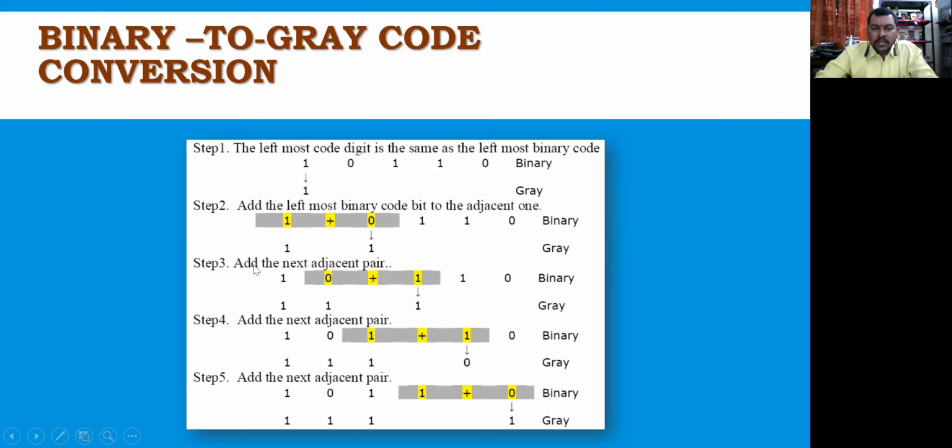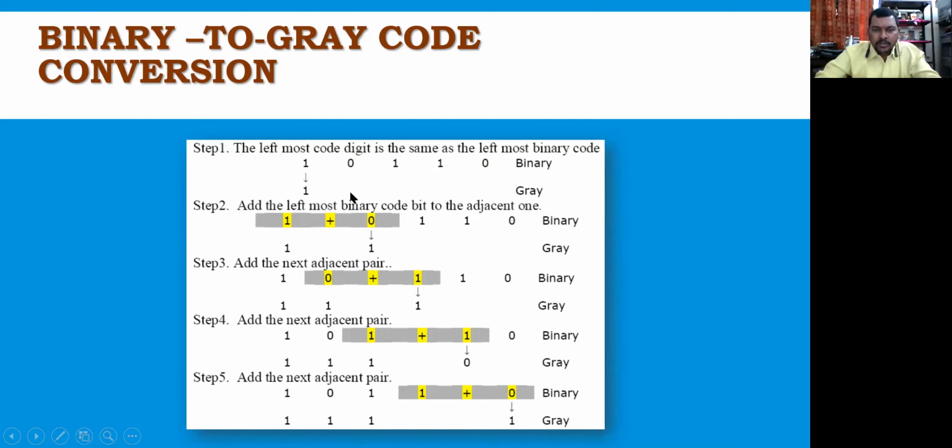In the third step, again, we add the second bit to the third bit. So 0 plus 1 will give you 1, right? So we are taking 1. So the number up till now is 111. Three things we have done. In the first step, we take the most significant bit as it is. In the second step, we add the most significant bit to its adjacent bit, and if there is a carry, we neglect it.